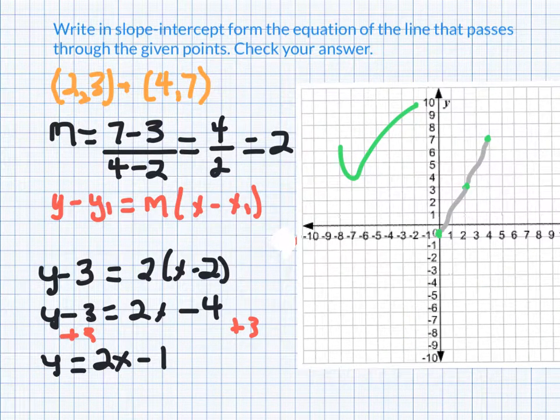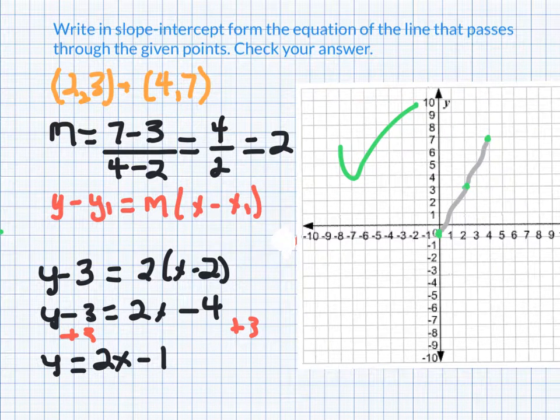Write in slope-intercept form the equation of the line that passes through the given points, and then you can check your answer, which I already did, so just ignore the little graph over here. We're given the points (2, 3) and (4, 7). Now you might be asking which coordinates become x1 and y1 and x2 and y2, and it really doesn't matter. You're going to get the same answer either way.